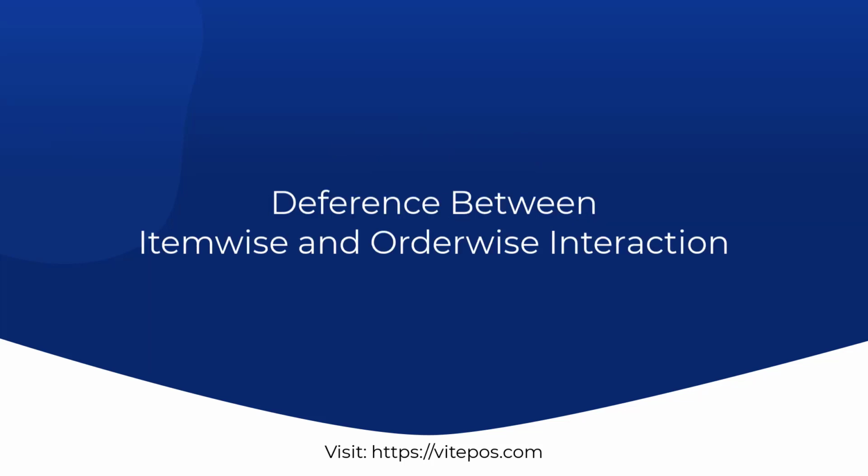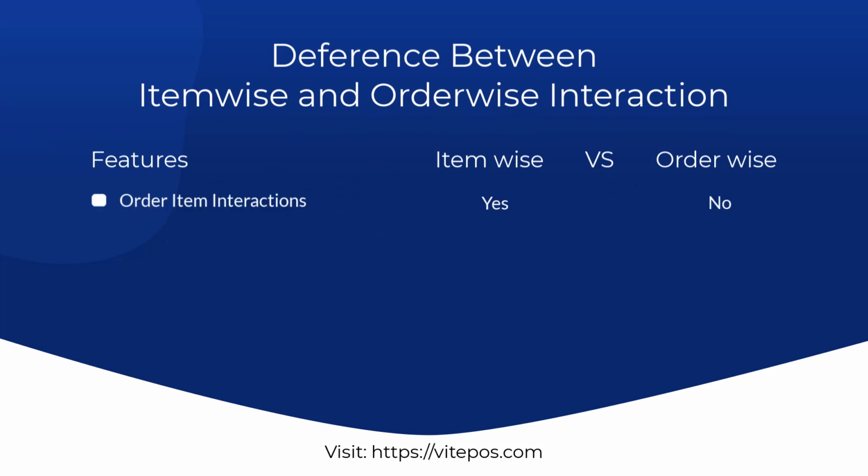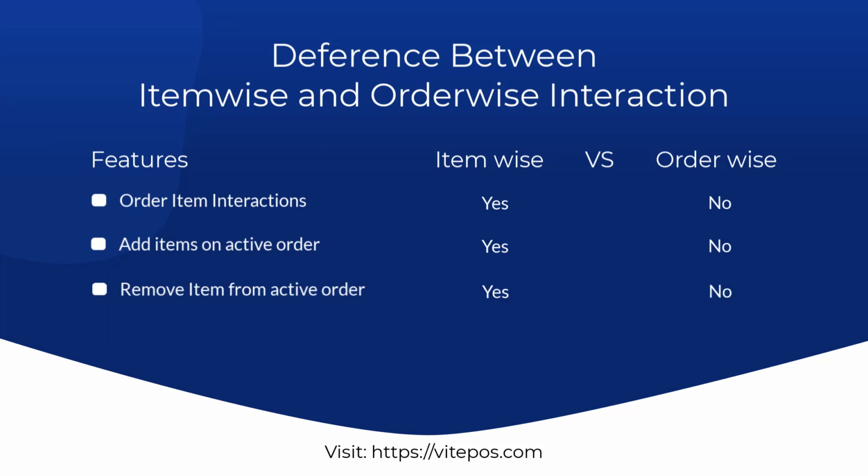Before going to the main video, we need to understand the difference between item-wise interaction and order-wise interaction. Item interaction supports item-wise interactions that need more interactions, whereas order interaction supports order-wise interactions that need fewer interactions. Item-wise interaction permits the addition of items to an active order, a capability absent in order-wise interaction. The removal of items from an active order is supported in item-wise interaction, but not in order-wise interaction. Sending a single item cancel request from an order is allowed in item-wise interaction, but is not permitted in order-wise interaction.